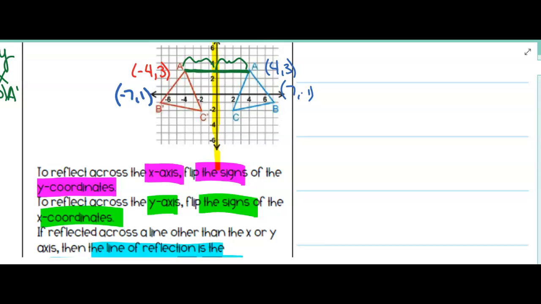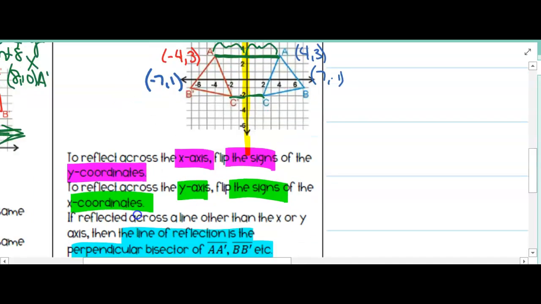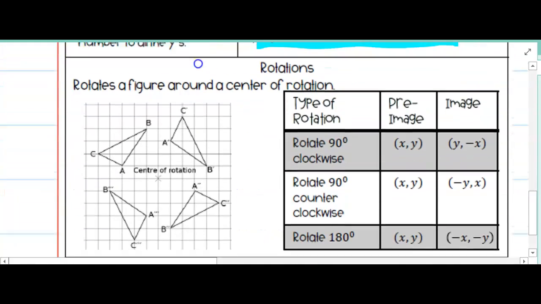It also works with C, right? C is 2 units from the line of reflection. C prime is 2 units from the line of reflection. And that's going to work for all of those points. So sometimes when you're doing reflections, you're going to have to think about it in that sense.